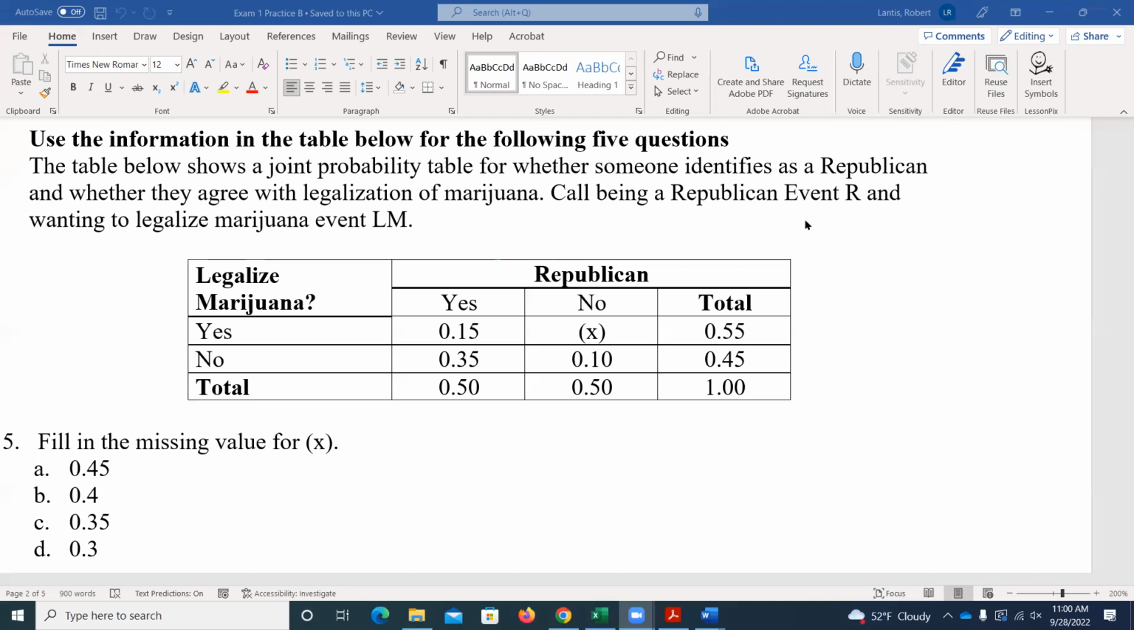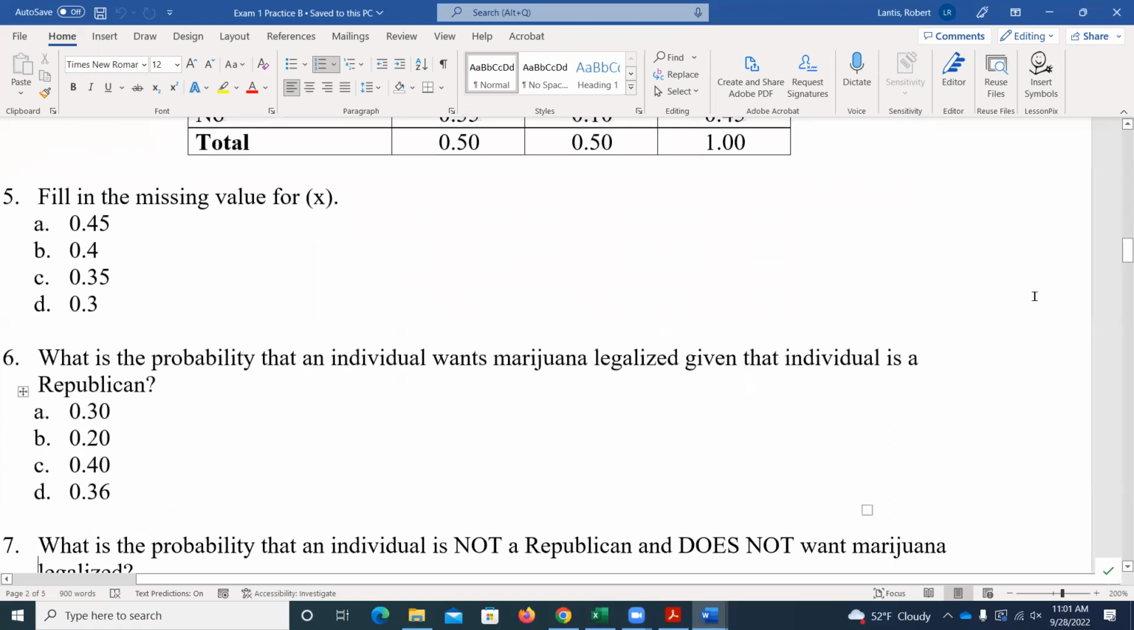Okay. Now I could leave off one of the totals. So let's say I left off this one. Well, then you can add down the columns, 0.15 plus 0.35 should give you that 0.5. Okay. So hopefully, if you see a problem like that, it should be easy points on the exam. Now, it might not be as easy.